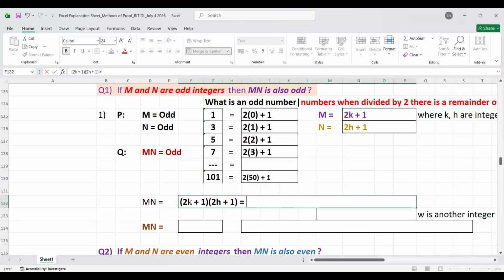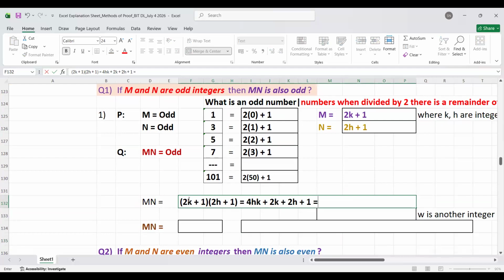Now remember what I want. I want an odd number. 2k times 2h will give me 4hk. Then 2k times 1 will give me 2k. And then 2h times 1 will give me 2h. And then all plus 1. 1 times 1 is 1.